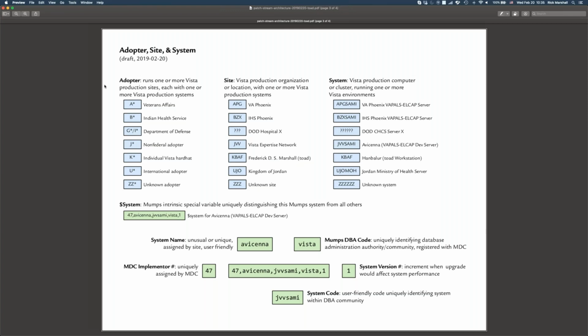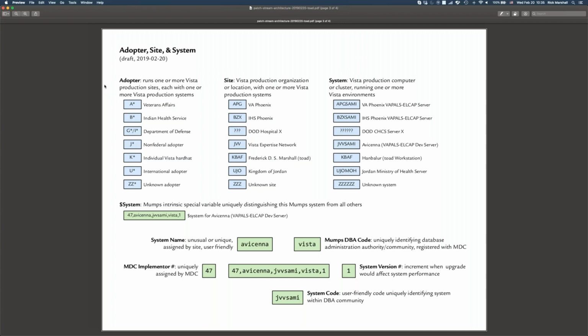So first of all, the idea of an adopter is that an adopter is a large-scale organization, or possibly a very small-scale organization, that runs one or more Vista production sites. And they might be producing medicine and medical care by running Vista, or they might be producing Vista software that they then release to production sites, or it might be Larry's private laptop where he does a certain amount of development.